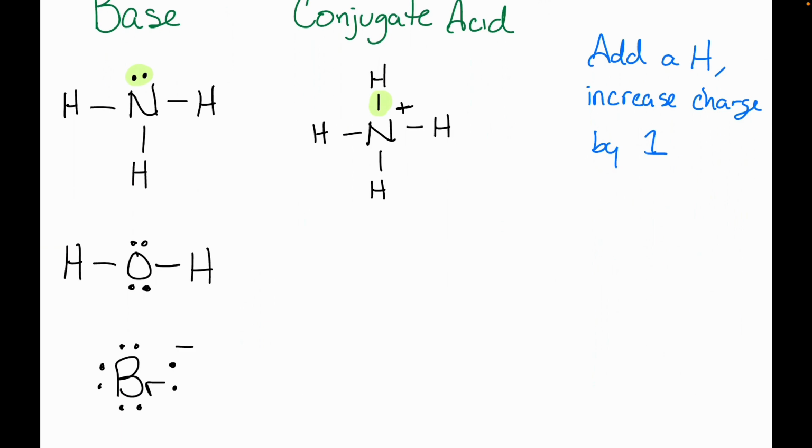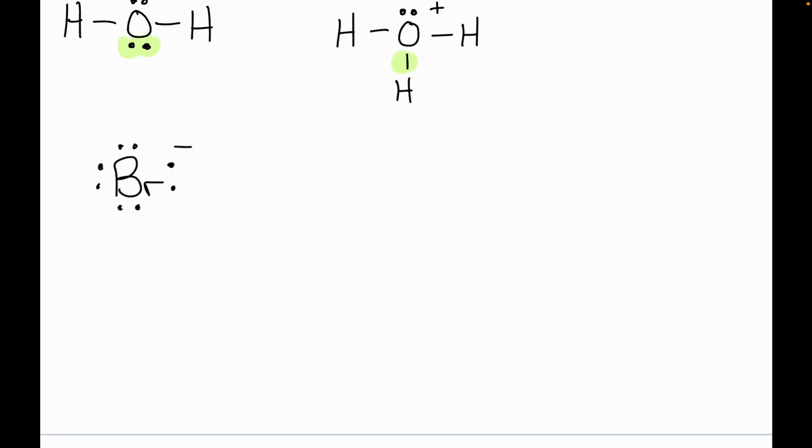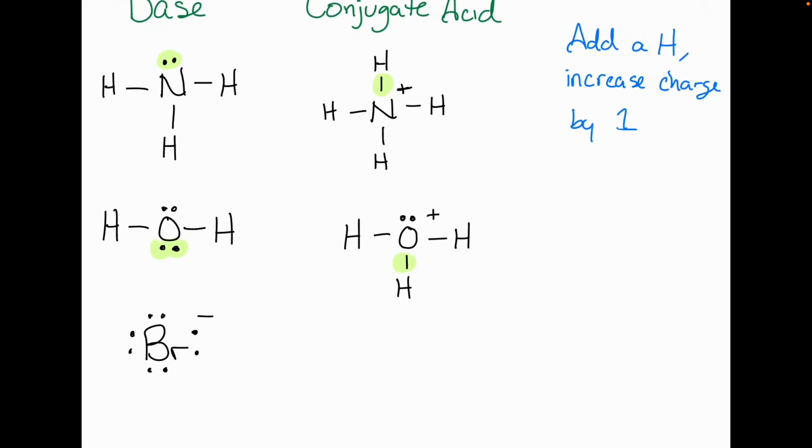Likewise, water. I'm going to now add a hydrogen, giving it 3 bonds and 1 lone pair, so it has that net positive charge. And again, that lone pair of electrons on that oxygen is now that new oxygen-hydrogen bond. Okay? And likewise, my bromide ion, what's my conjugate acid going to be? HBr, right? Hydrobromic acid.